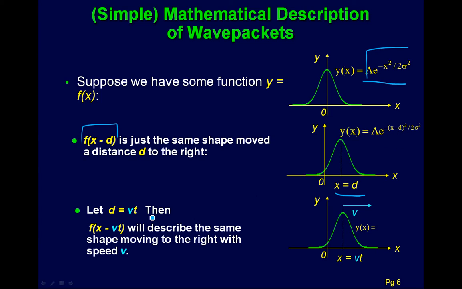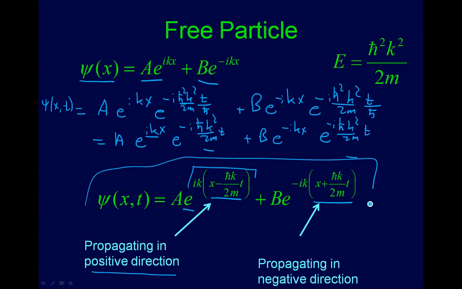And then the next step is to call d velocity times time. So this distance d is increasing as velocity times time increases. And so if I get this function of x minus v t, what that really means is this shape, this Gaussian, is moving to the right with some velocity. And that's exactly what our functions back over here are doing. So this one is in the shape of x minus v t, and this one is in the shape of x plus v t. So this one would be propagating in the positive direction, and this one is propagating in the negative direction.